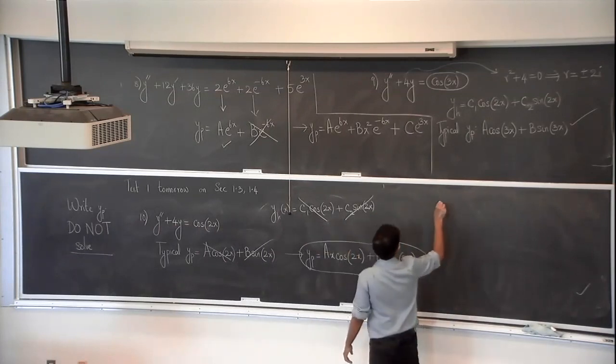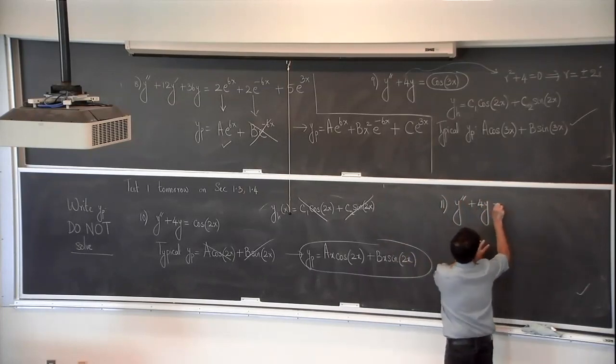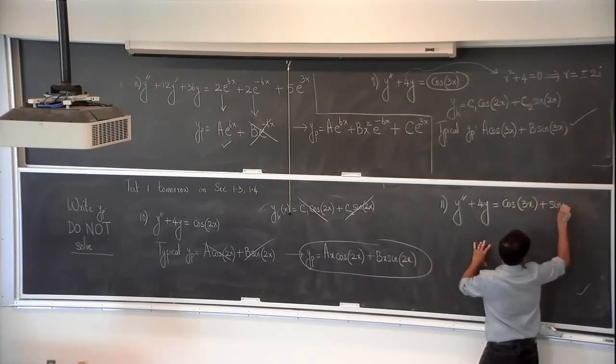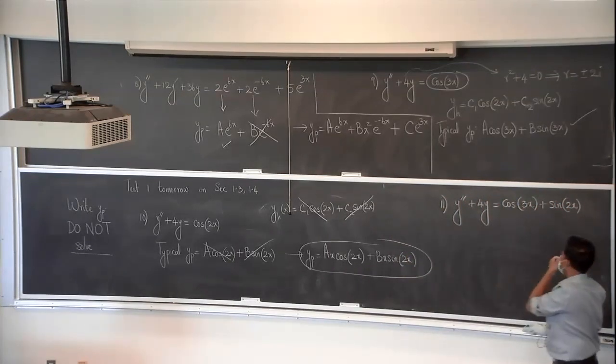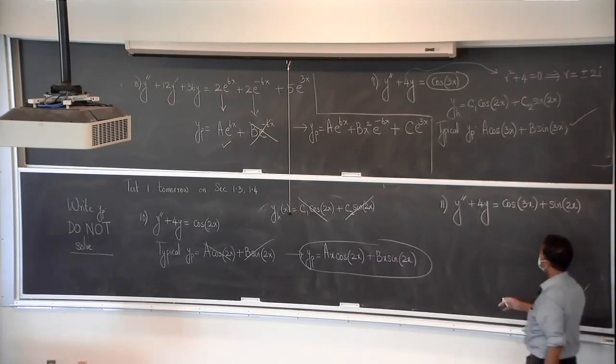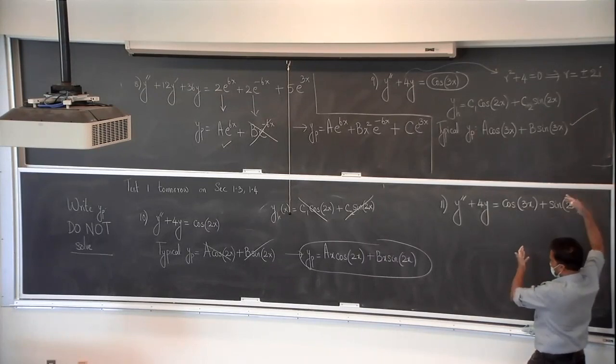Number 11, y double prime plus 4y equal to cosine of 3x plus sine of 2x. Things are getting crazy now. Again, if you have terms added together, all you have to do is take it one term at a time and add individual yp's to them. Just don't repeat any constants, because in general they don't have to be the same.